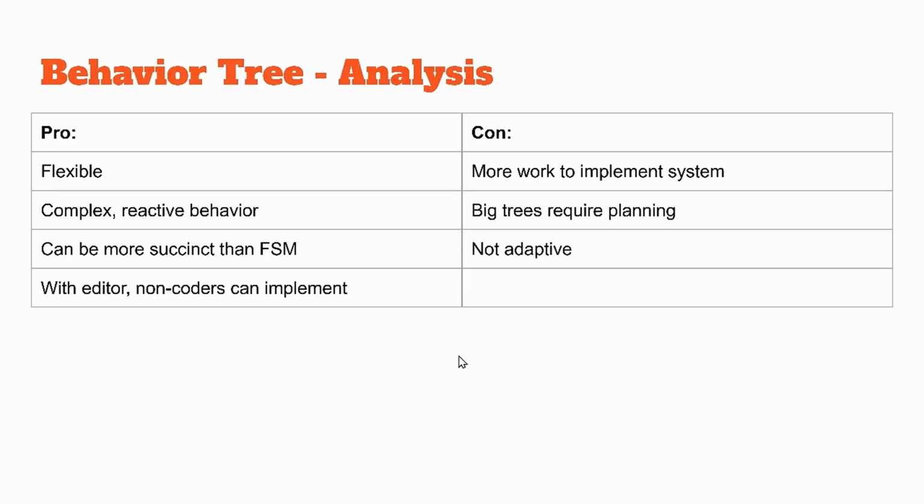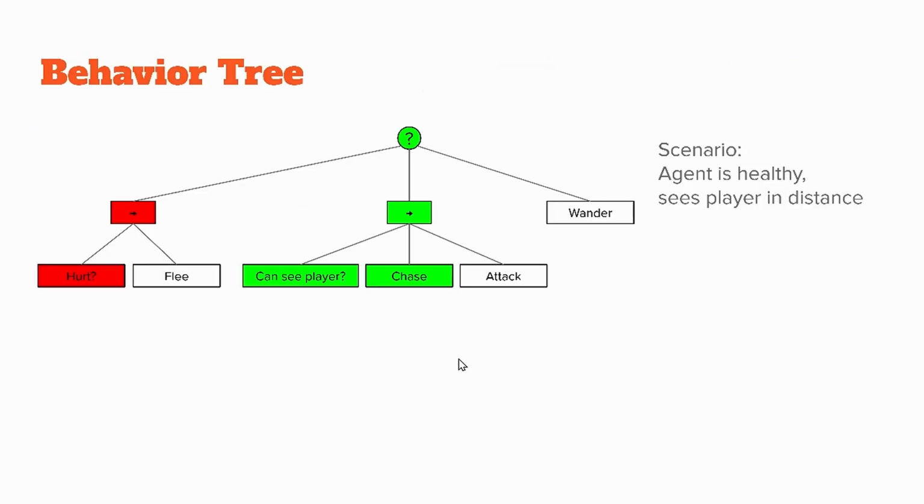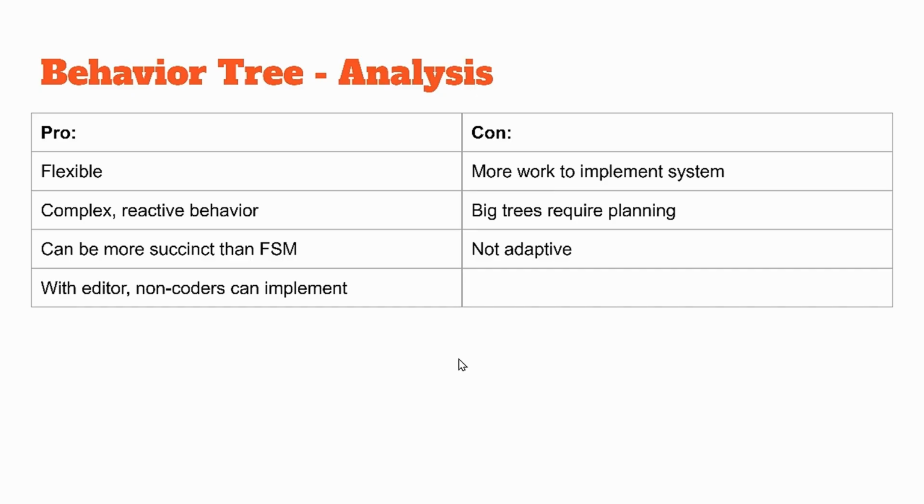So behavior trees are flexible. They can give you more reactive seeming behavior, and you can see that they can be more succinct than complex finite state machines. Again, there are editors available for this, so non-coders and designers can create and tweak the AI, but it is more work to implement. Typically it's designers, level designers, or programmers who are designing these behavior trees. And it does require planning just to make sure that you have all of the bases covered.